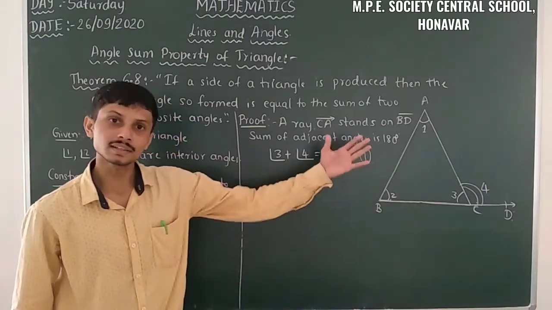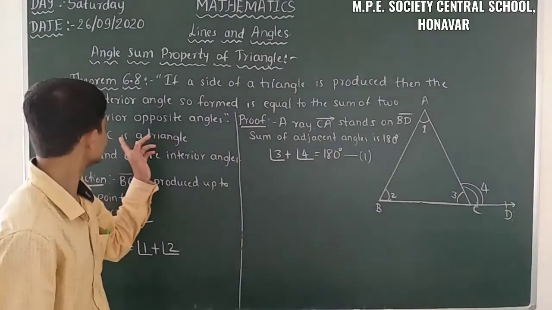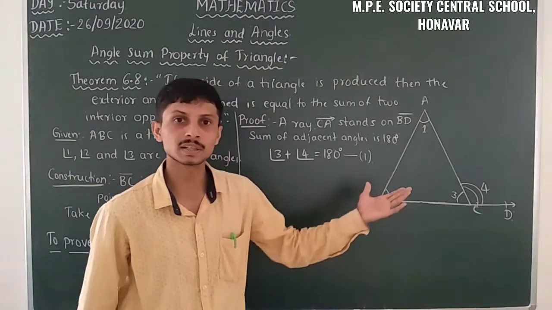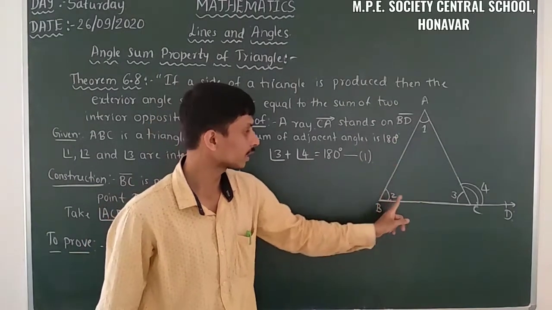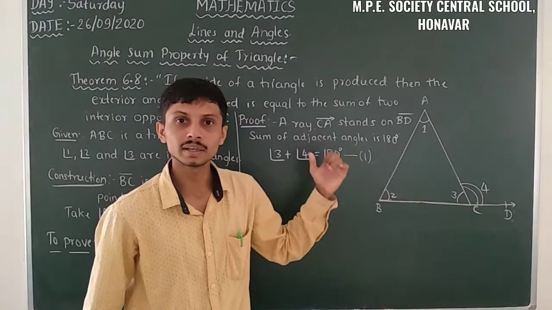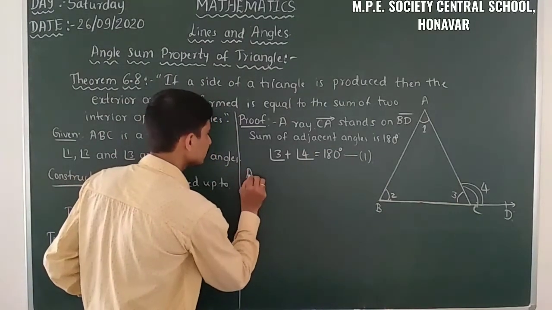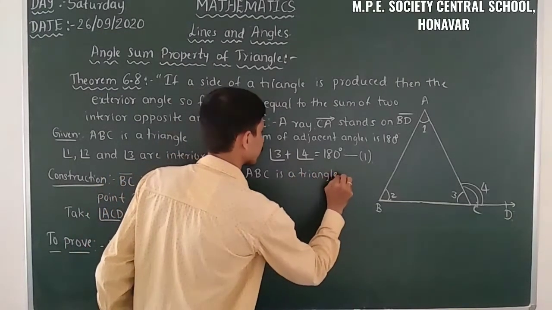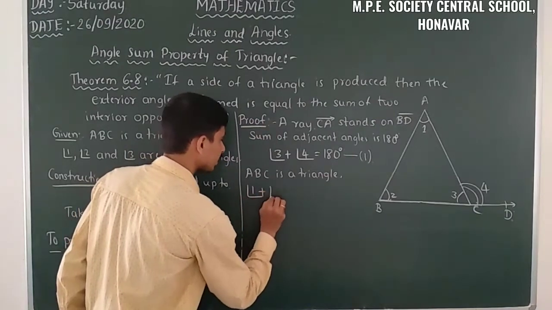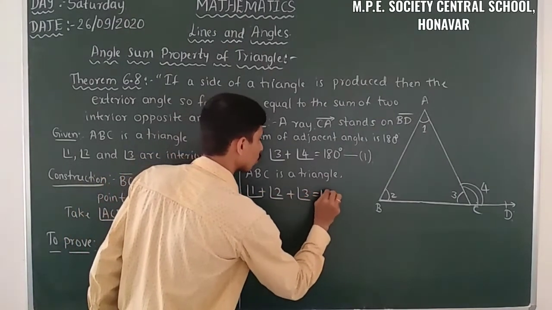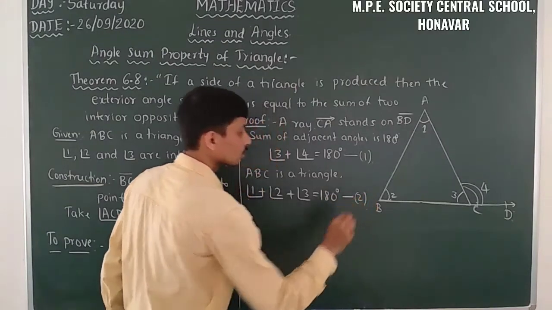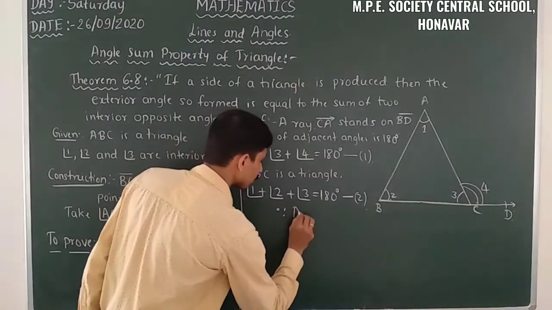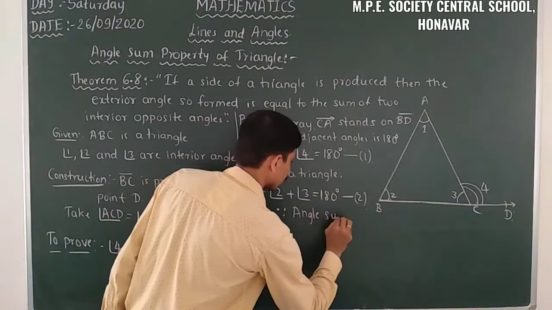Then here it is a triangle. ABC is a triangle, which means from the angle sum property, the sum of interior angles of a triangle is 180 degrees. That's why angle 1 plus angle 2 plus angle 3 is equal to 180 degrees. I will take this as equation number 2, because it's the angle sum property. So how did we get this one? Angle sum property.